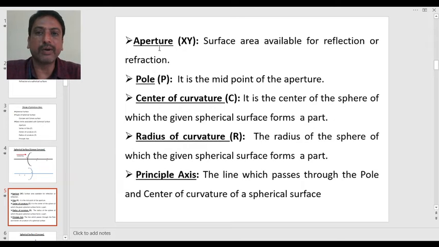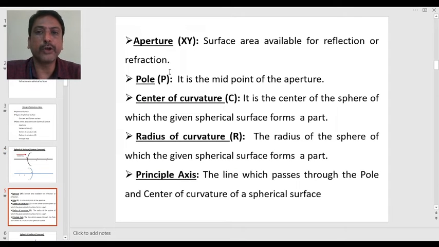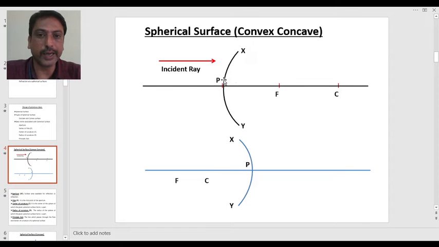Okay, now let me define an aperture XY. In my previous slide, this XY is said to be an aperture whether the spherical surface is a concave or a convex. So what do you mean by aperture? Aperture is nothing but the surface area which is available for reflection or refraction. Next term is pole. Pole is represented by P. As I showed you here in the ray diagram, this P, which is nothing but the midpoint of the spherical surface, is generally considered as a pole.